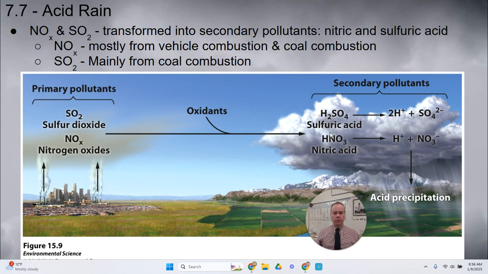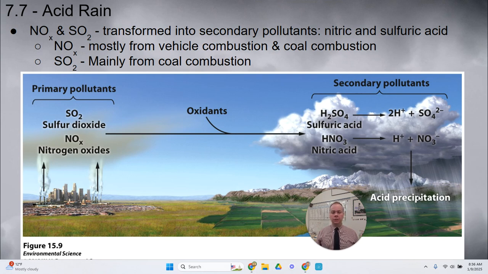And as we already know, when we talk about acids, acids contain higher concentrations of hydrogen ions. And so when those secondary pollutants are formed in the atmosphere, they eventually fall to the earth in acidic precipitation, rain, snow, or they can fall as dry deposition as well. But those forms of acid deposition have a low pH, a lower pH than typical normal rainwater.